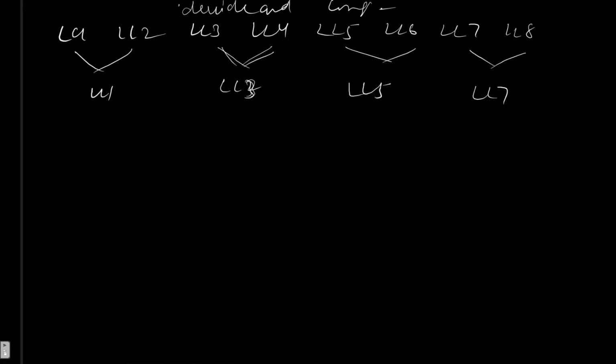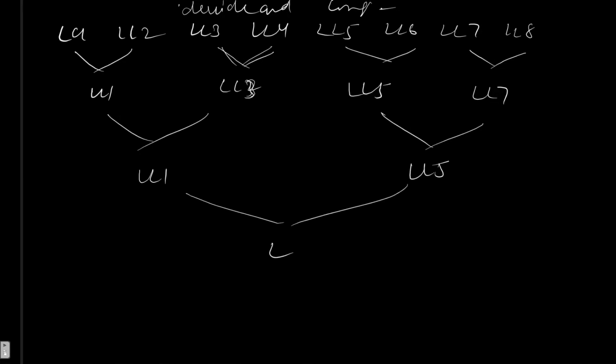Now we will be merging these resultants. After merging this, it is going to return a result, linked list 1. Then we will be merging these two, which is going to return a linked list, and this is going to be linked list 5. Now we'll be merging these two results, and then we'll have linked list 1. This is going to be our result.